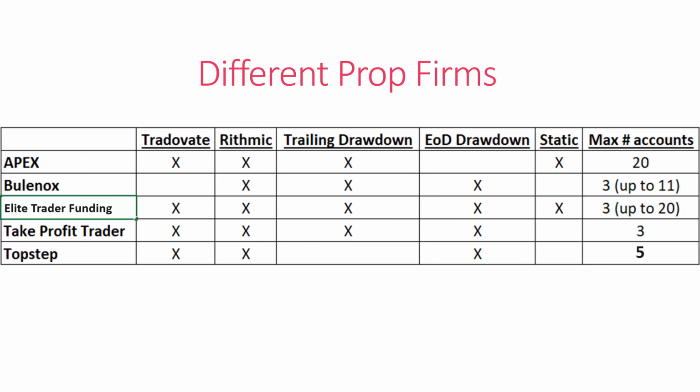And Top Step, you can have a maximum of 5 accounts now, and they do offer TraderBait and Rhythmic. And the best thing about them is their end of day drawdowns, where if you hit a max daily loss limit, they force you to stop trading for a day. Then if you have anything left over, the next following day, you can resume trading again.